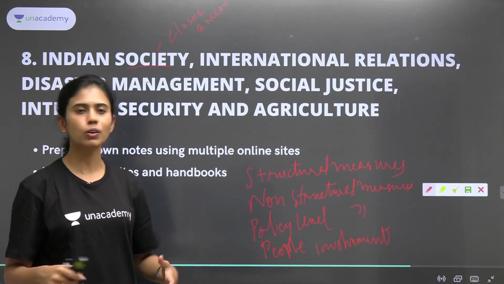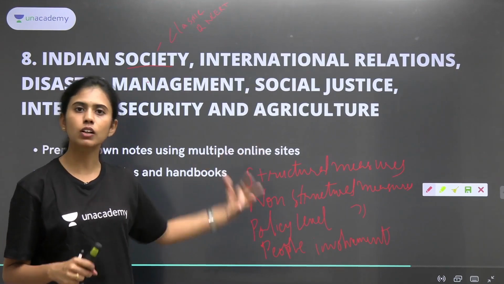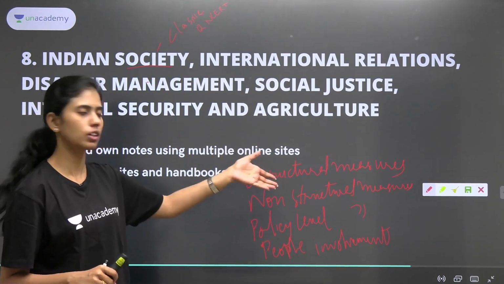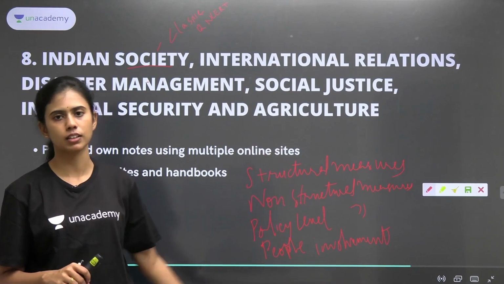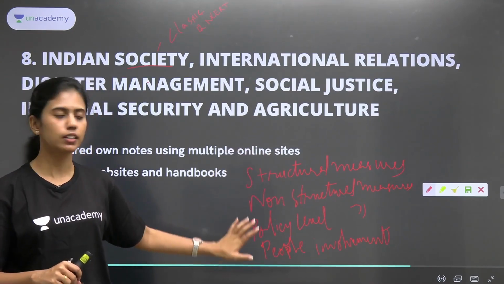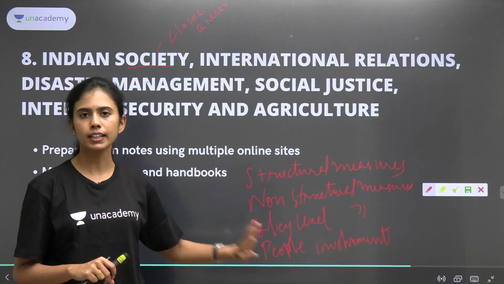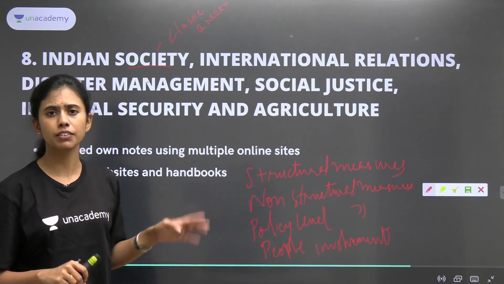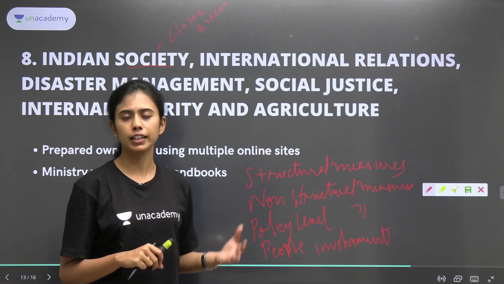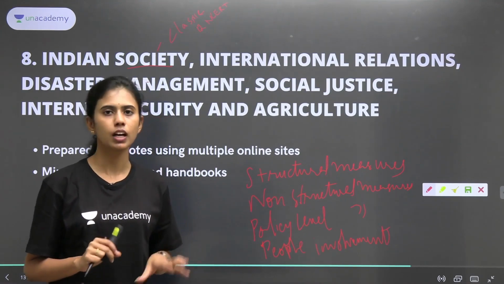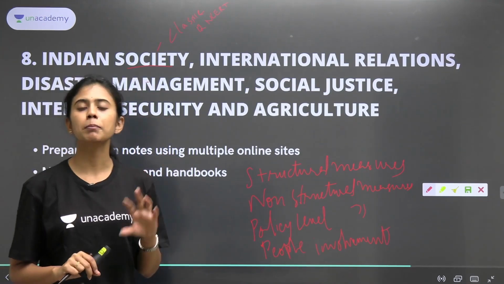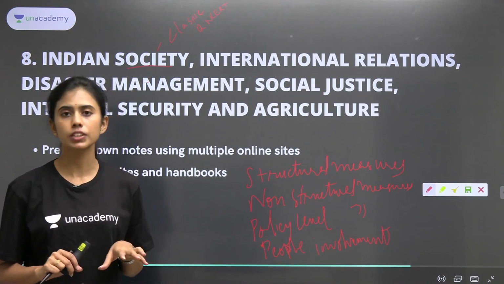So if it is a cyclone, again I'll customize it into cyclonic level management for structural, non-structural, etc. So whatever points you need here, you can find online. You can always keep it pre-planned and then customize everything for whichever kind of disaster or whatever question is being asked. And also there are many very good ministry handbooks.